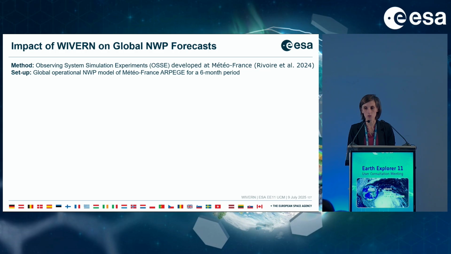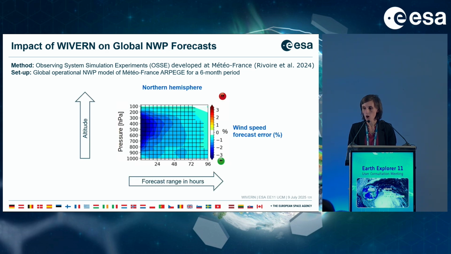Here we are using the global operational NWP model of Météo France, ARPEGE, and we made the experiment for a 6-month period. On the y-axis, you can see the pressure level, and on the x-axis, the forecast range. What I'm showing here on the color bar is the impact of WIVERN when we assimilate WIVERN on top of the 2030 foreseen observing system. Negative values indicate that WIVERN has been able to reduce the variability toward the reality, meaning a positive impact of WIVERN. And here we see a very beneficial impact of WIVERN through the entire troposphere.